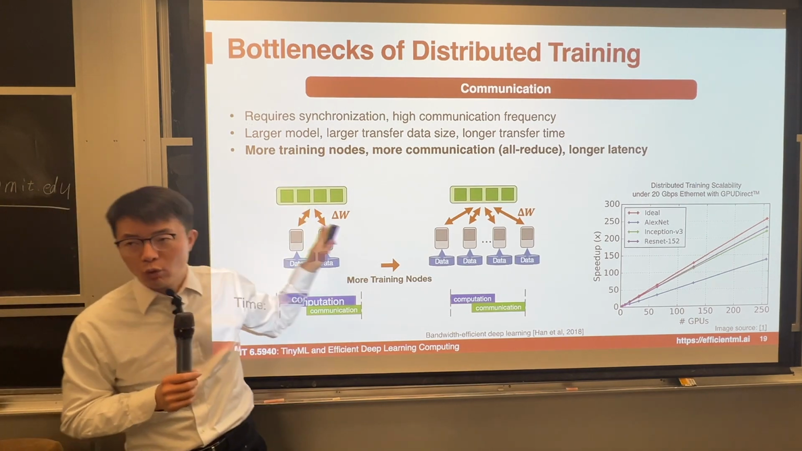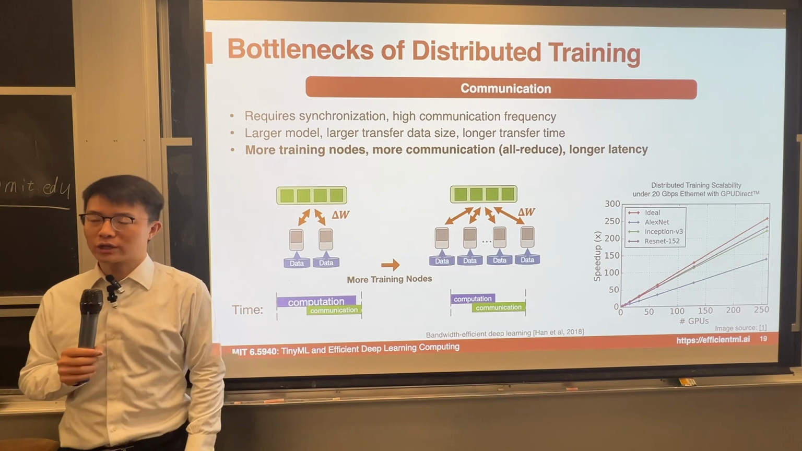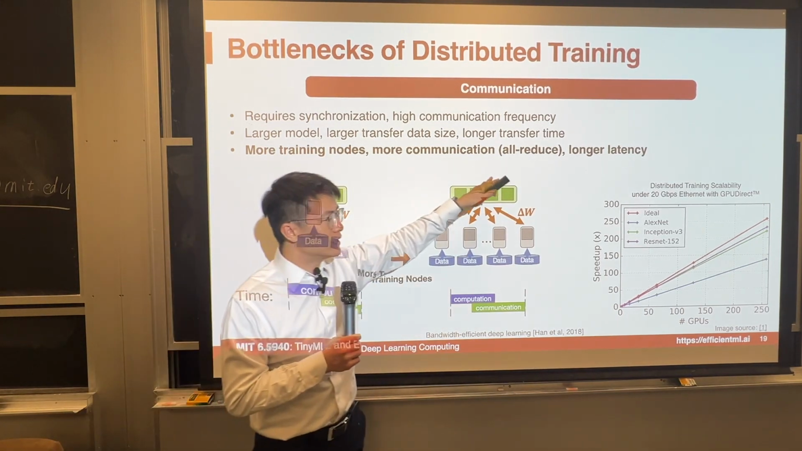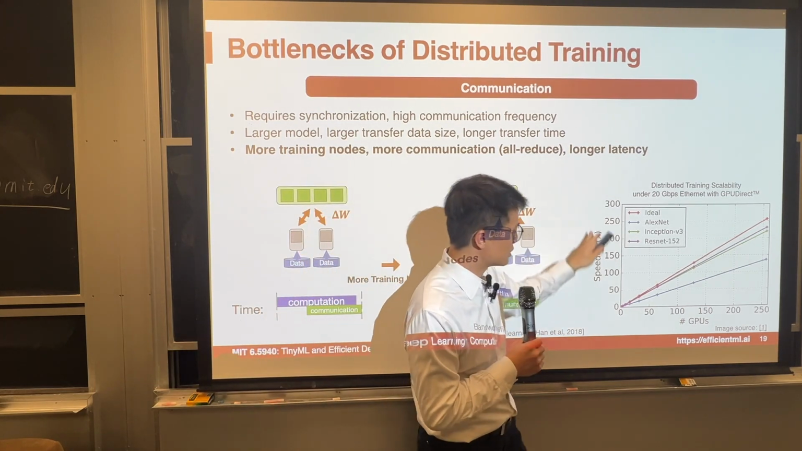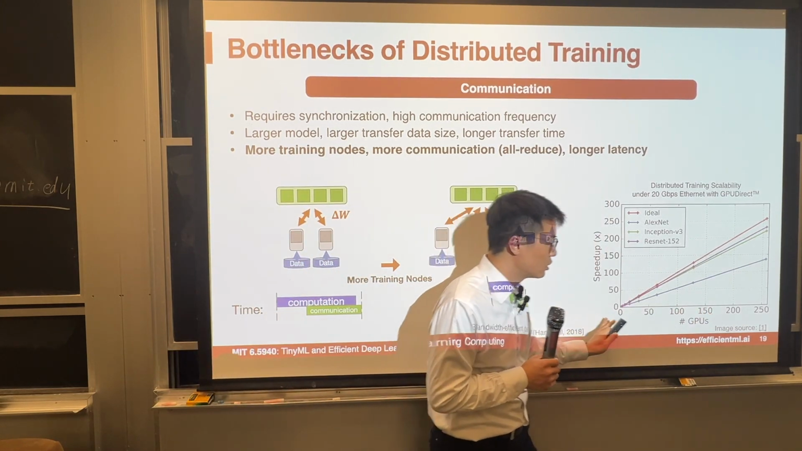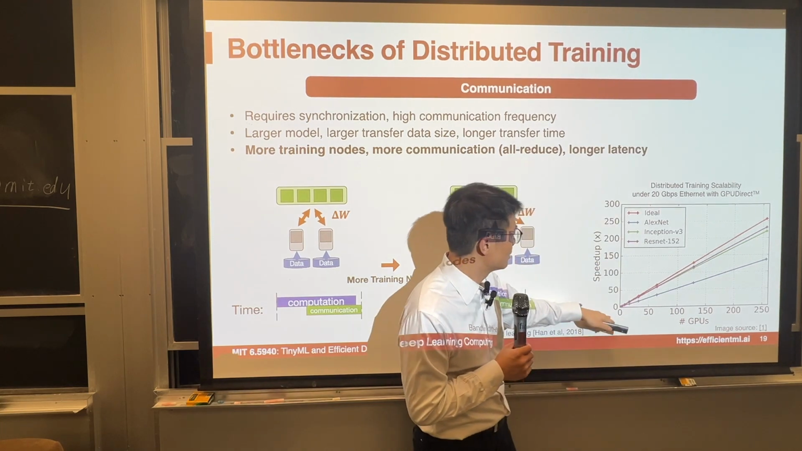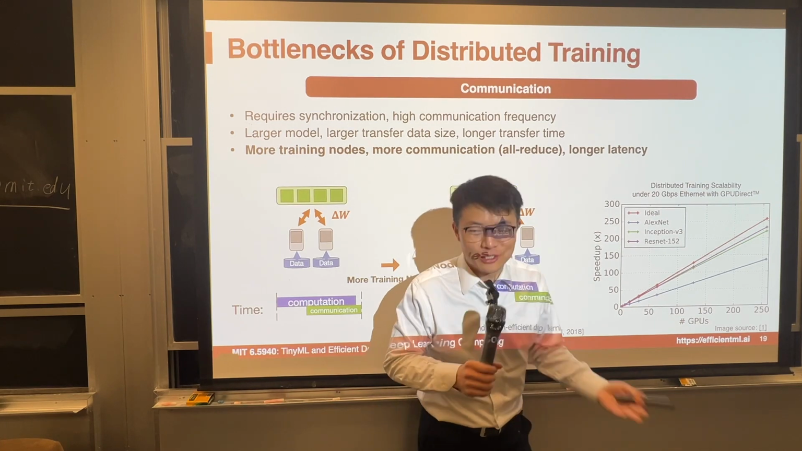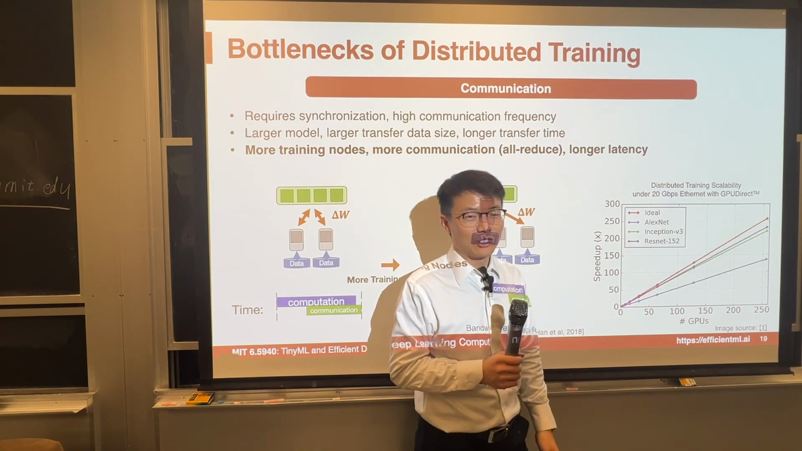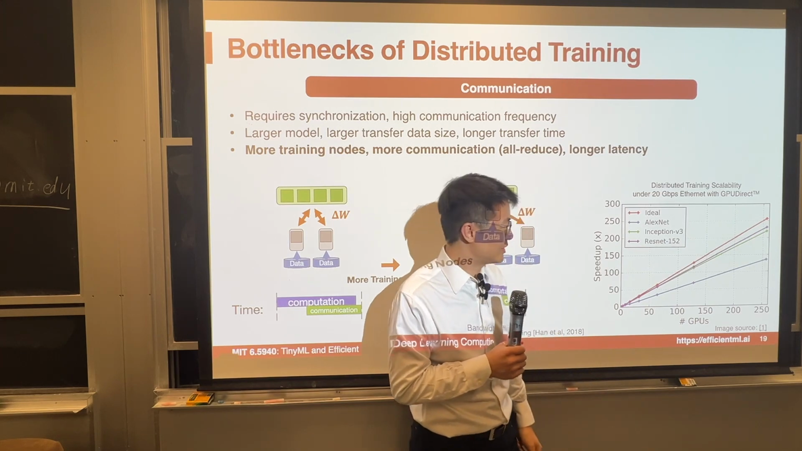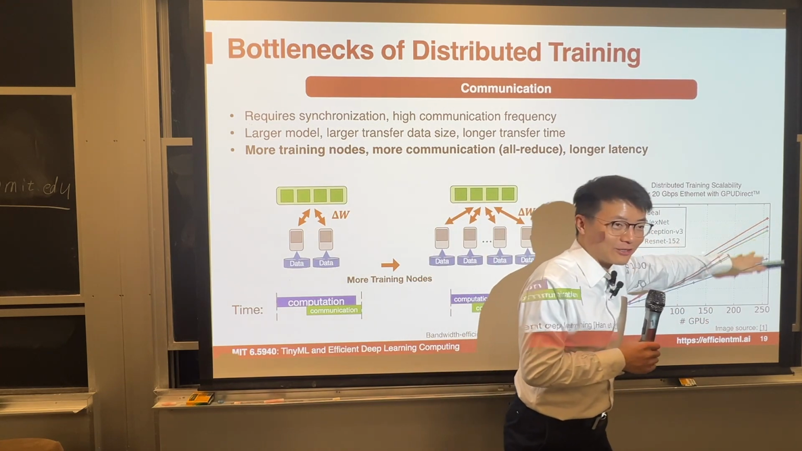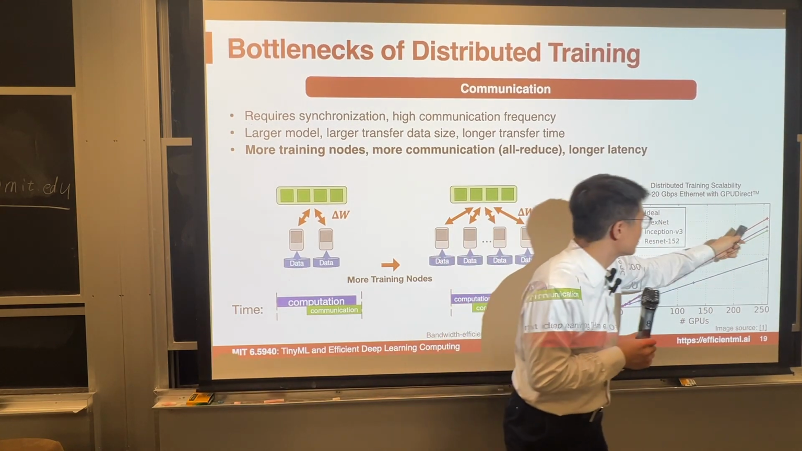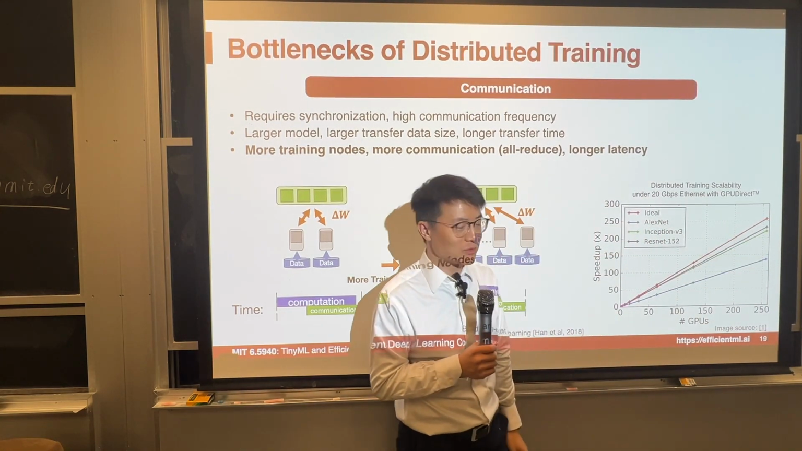And also training with more nodes requires more communication, for example, the all-reduce. And that will also lead to longer latency. You see this figure is showing, as we grow the number of GPUs, the speedup. Ideally, what do we want? You have 10 GPUs, you get 10 times faster. You get 100 GPUs, you get 100 times faster. But unfortunately, that's not the case. This is the ideal case, this is the real case. Ideal case with 250 GPUs, you get 250 times faster.